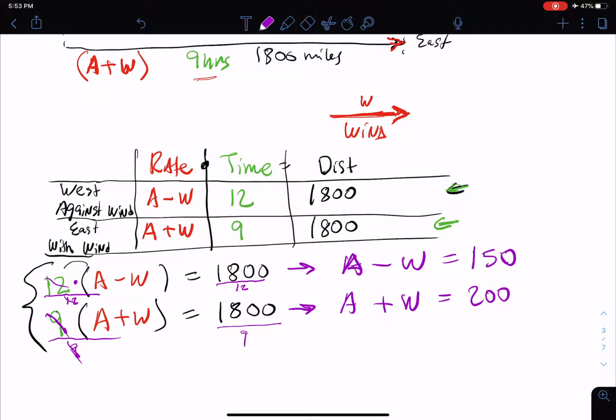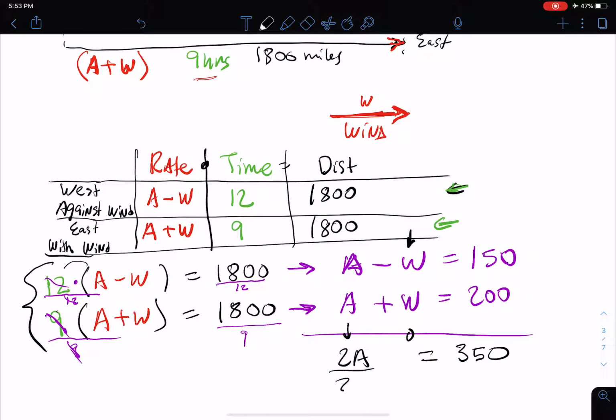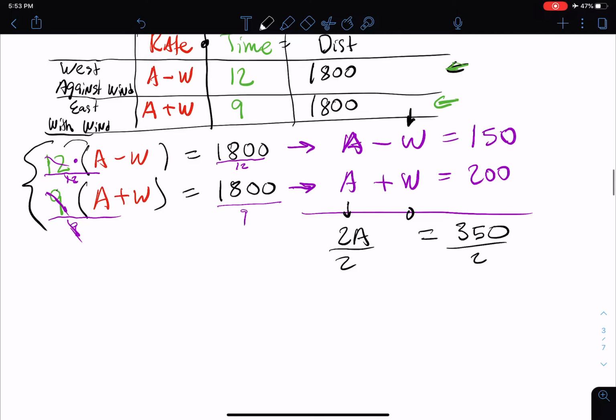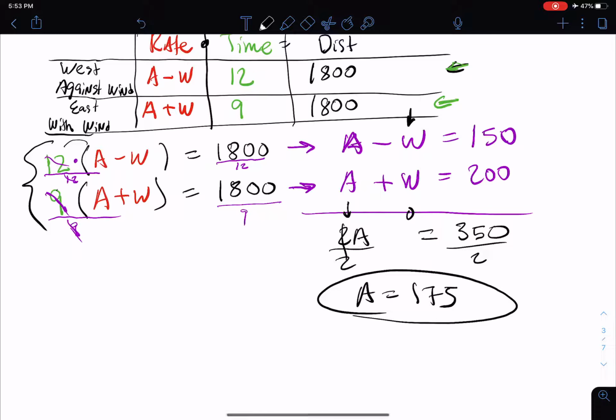So the beauty of doing this is now, check it out. These guys are already opposites. So the addition elimination method is just all ready to go. And the numbers are so easy because right here we have a plus a, which is 2a. And that zeroes out. And we're left with 200 plus 150, which is 350. And then we simply just solve for a, divide by 2. And a equals 350 divided by 2 is 175. We just figured out the airplane speed in still air.